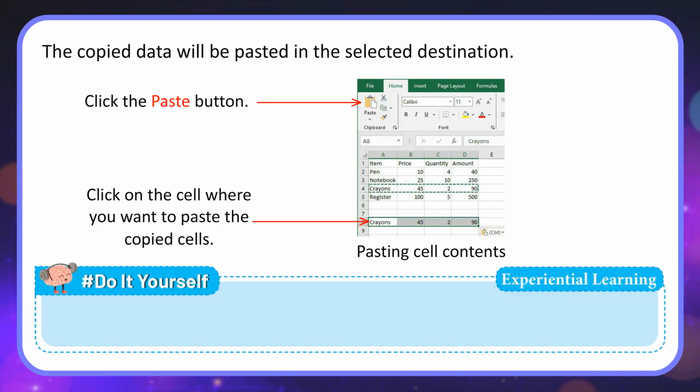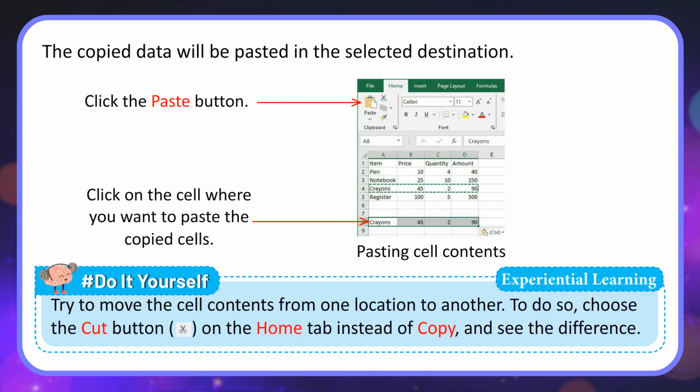Do it yourself. Experiential learning. Try to move the cell contents from one location to another. To do so, choose the Cut button on the Home tab instead of Copy, and see the difference.